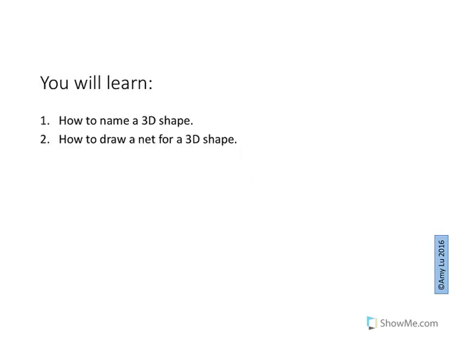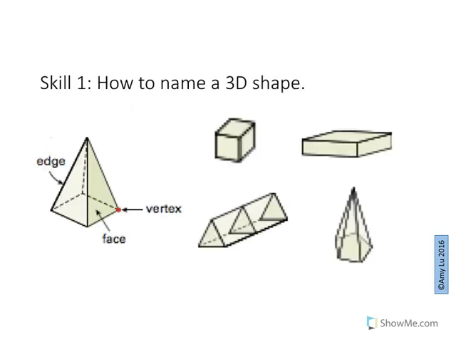So this chapter will be on chapter 6F on 3D shapes. In this chapter, you'll learn how to name a 3D shape and how to draw a net for a 3D shape. So first of all, we need to talk about three-dimensional shapes, 3D shapes.